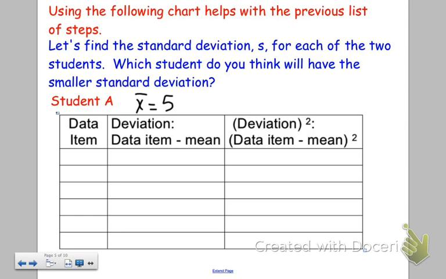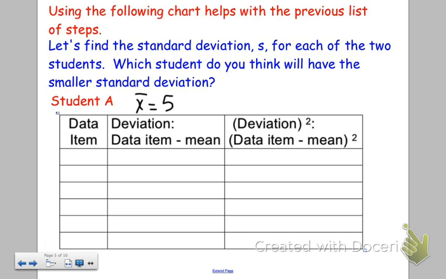We're going to use those same two students we started out with, and we're going to find the standard deviation for each of them. Think about this ahead of time. Make a guess, possibly an educated guess, but which student do you think will have the smaller standard deviation? Go ahead and pick student A or student B, and we'll figure out which one is correct. Now, remember that in the previous slides, we've already determined that the mean for student A was 5. So we're going to use that piece of information.